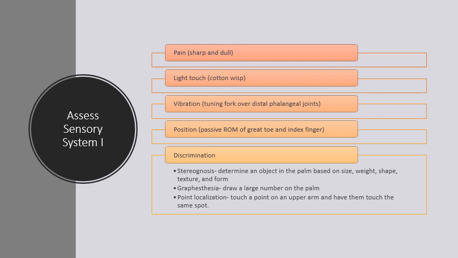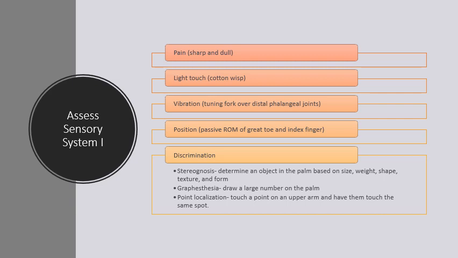Graphesthesia is where you draw a large number on the palm. So you might draw the number 1 or 2 or 3 or 4 or 5, 6, 7, 8, 9, 0, whatever you want to draw. But you can draw a number on the person's palm and then they're supposed to tell you the number. You could also technically do that with a letter. And I've seen kids used to play this game where they would write words or numbers on each other's back. But it's the same thing. If your light touch sensation is intact, you should be able to recognize that shape from how you feel it on your skin.